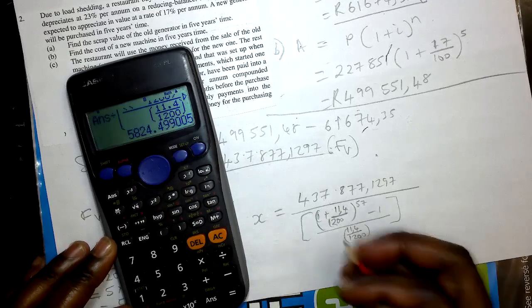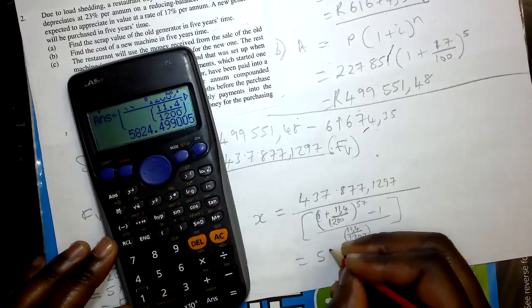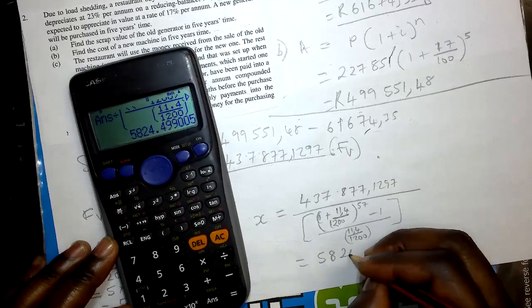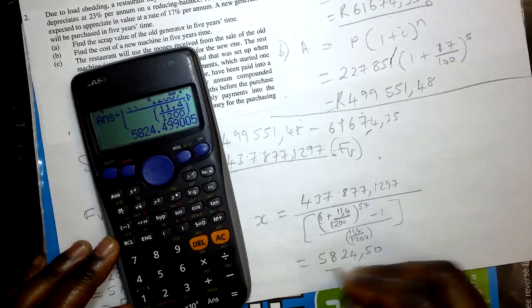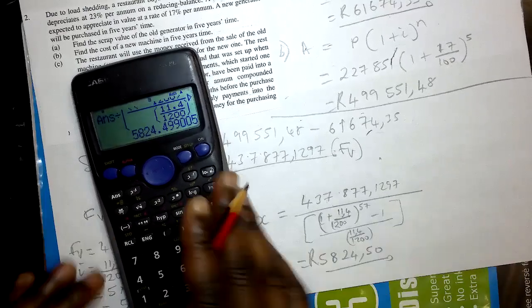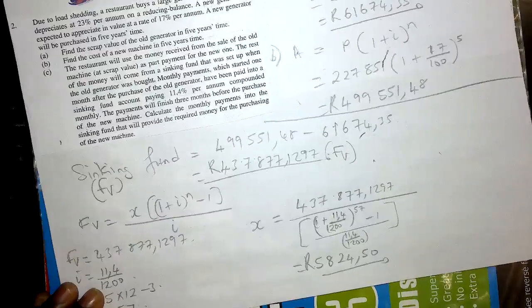So it's going to be 5,824.50. That's what we have here. That will be paid on a monthly basis.